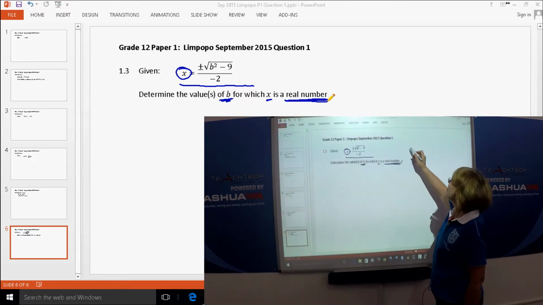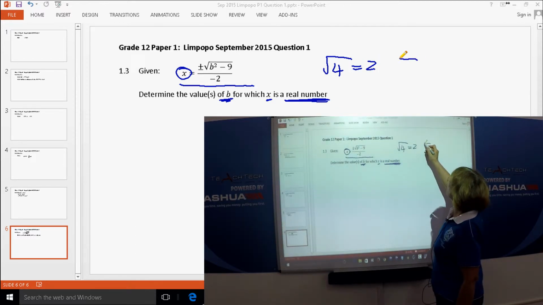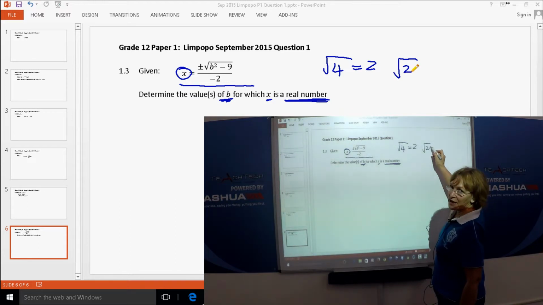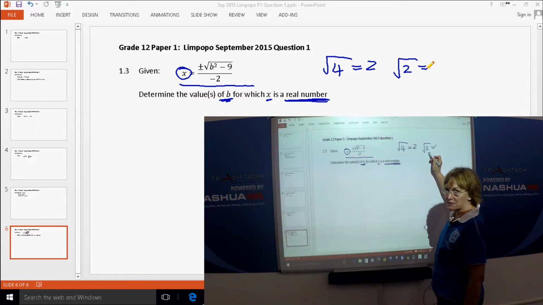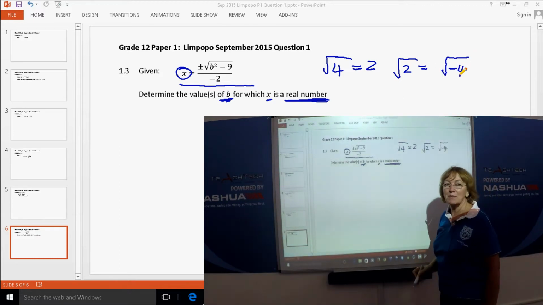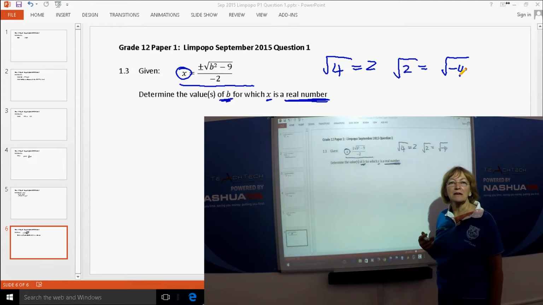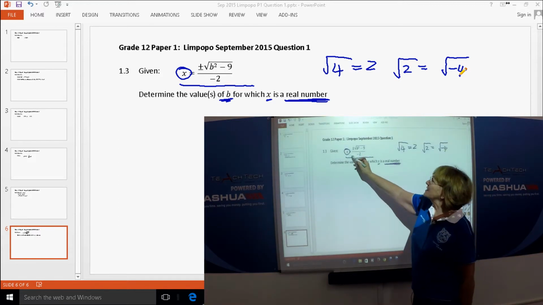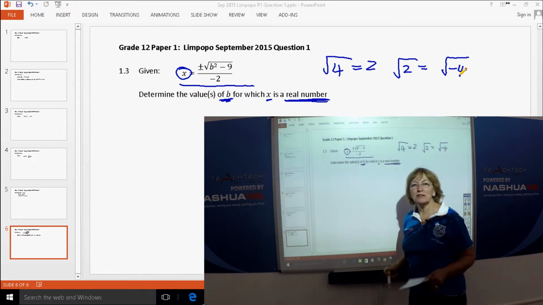It discriminates amongst numbers. For instance, the square root of 4 is 2, which is a rational number. The square root of 2 is one of those numbers that you get on your calculator that never stops and doesn't have a pattern. We call them irrational numbers. And then the square root of negative 4 is a number that your calculator will tell you maths error, which is a non-real number. Now for this x to be real, what is inside the square root must be positive.